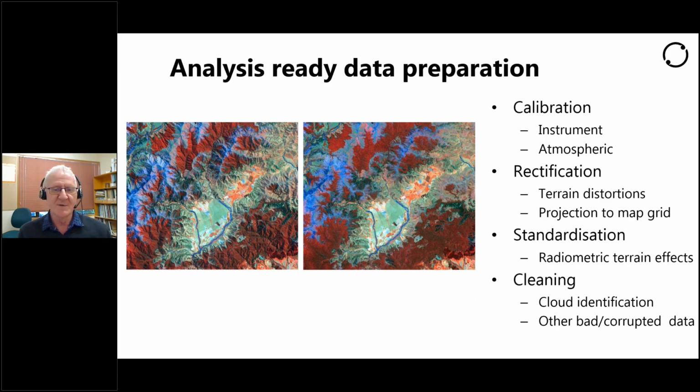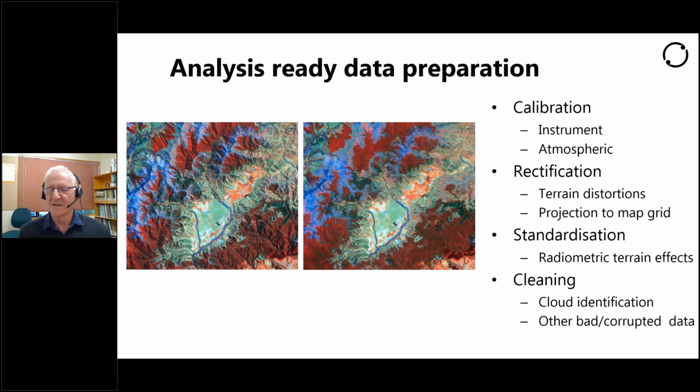You want it on some sort of common map projection. And then there's standardization of radiometric terrain effects, and this happens both in optical and radar imagery. Here we can see an optical case on the right-hand side. You can see some variation within these red patches, which is really to do with the vegetation on the ground, and it's much clearer than looking here on the left-hand side, where it's really masked by the terrain effects themselves, the slope and aspect.